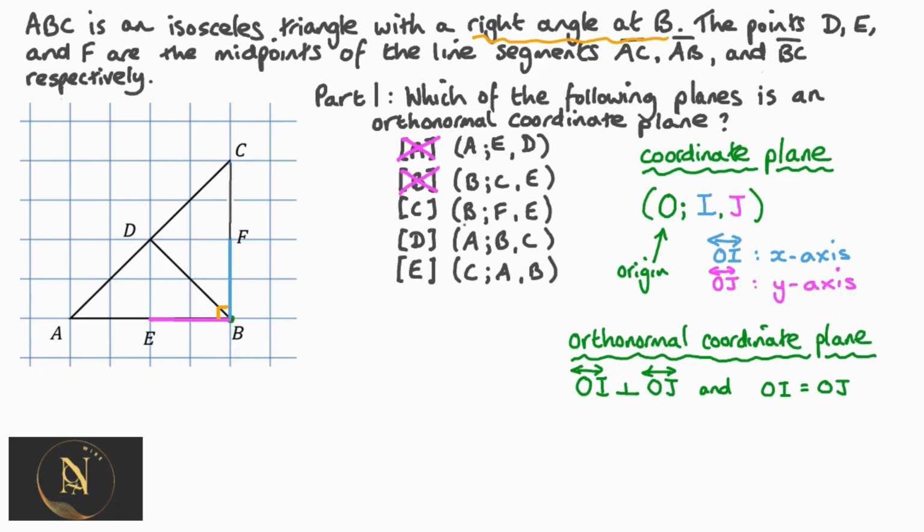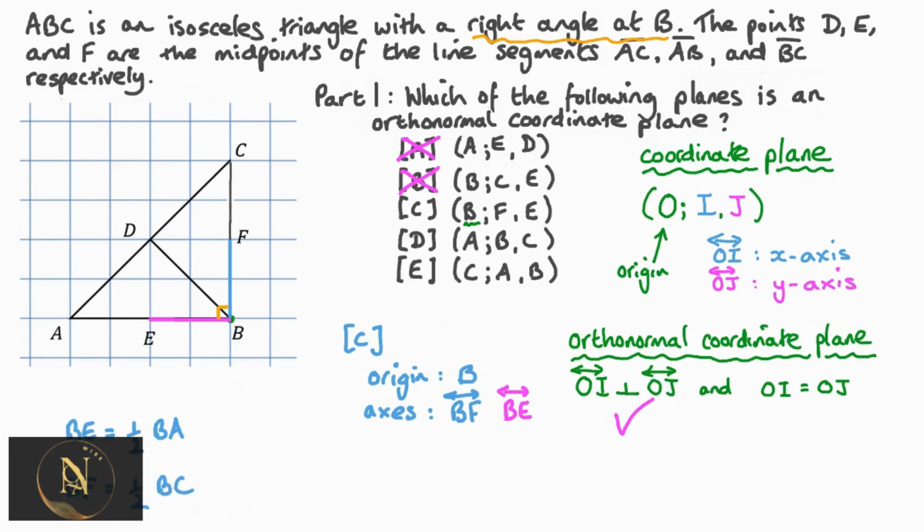Now considering option C, again we have B as the origin. Our axes in this case are BF and BE, and since B is the origin, our axes are perpendicular, and so our first criteria is satisfied. Now since F and E are the midpoints of BC and BA respectively, and the triangle is isosceles, we know that side lengths BA and BC are the same. We have BE is equal to 1 over 2 BA, BF is a half BC, and these are equal. And so for option C, our second criteria is also satisfied. The unit lengths are equal, and so the coordinate plane defined in option C is an orthonormal coordinate plane.